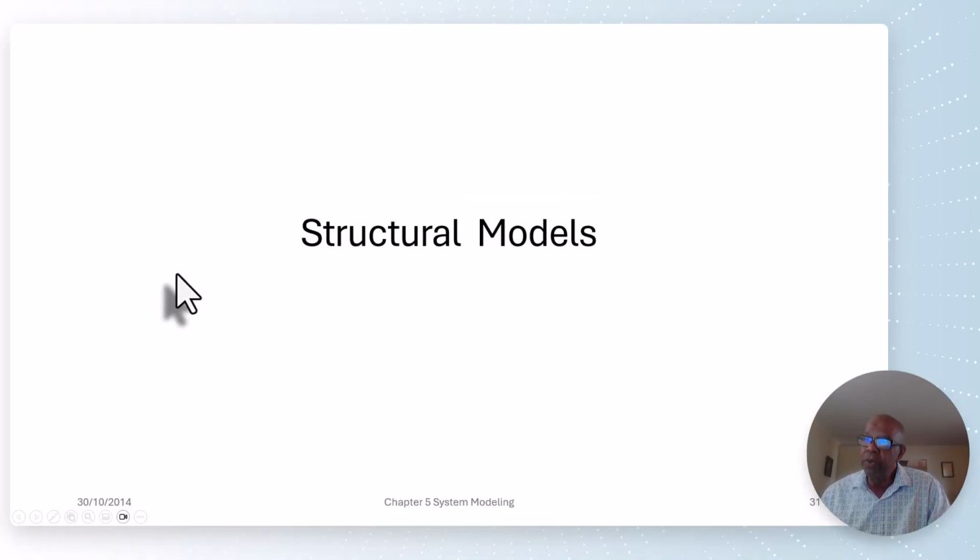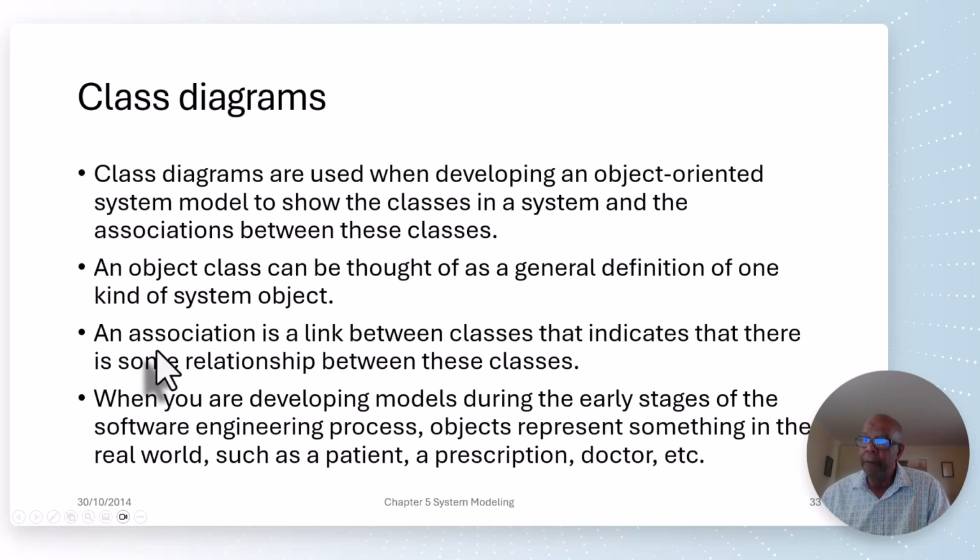Structural models. Structural models are class diagrams. Class diagrams, you should be familiar with that at this time, but if not, a class diagram is a file. A file has rows and columns in it that define fields. So the simplest form of a class is a file. That's what's designated here.